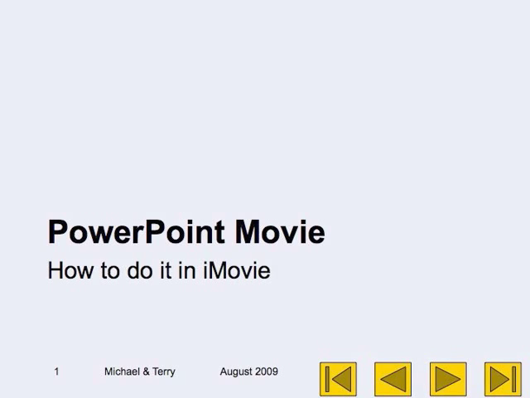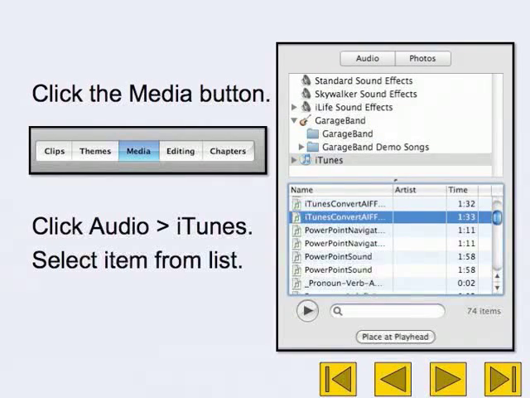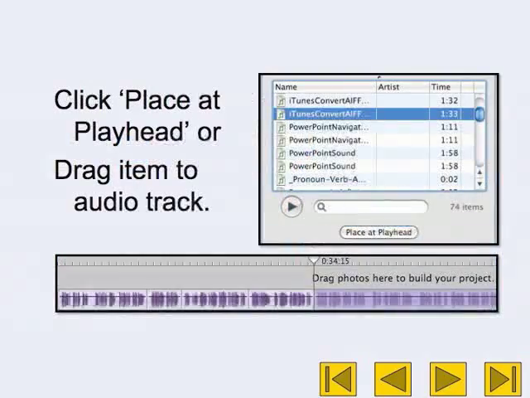PowerPoint movie. How to do it in iMovie. The soundtrack. Import audio files from iTunes. Click Media. Click Audio, iTunes. Select item from list. Click Place at Playhead, or drag item to audio track.